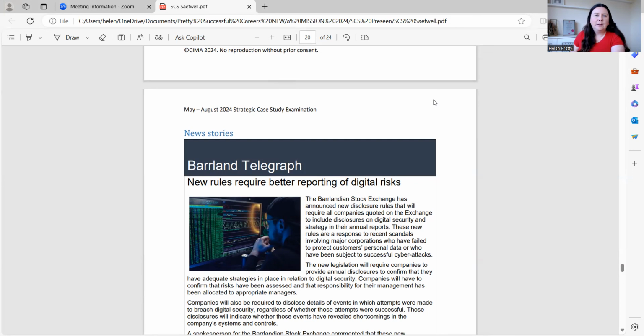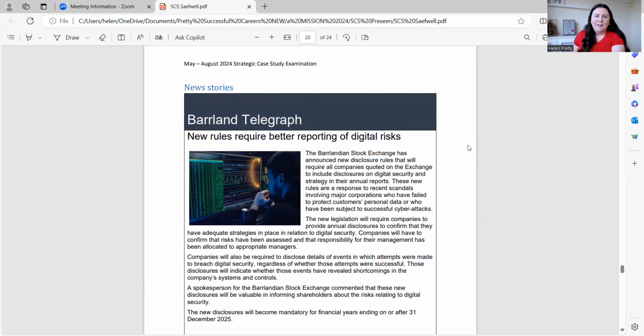Okay, so news story number one is from the Barland Telegraph. New rules require better reporting of digital risks. The Barlandian Stock Exchange has announced new disclosure rules that will require all companies quoted on the exchange to include disclosures on digital security and strategy in their annual reports. These new rules are a response to recent scandals involving major corporations who have failed to protect customers' personal data or who have been subject to successful cyber attacks. The new legislation will require companies to provide annual disclosures to confirm that they have adequate securities in place in relation to digital security.